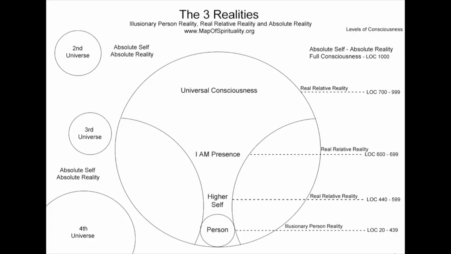And at the very bottom we can see the person, the little bubble, which is the person. That correlates from the very lowest level of consciousness, 20, right up to 440, which is called the illusionary person reality. Now what does it mean? That means that every person carries the density of the mind.